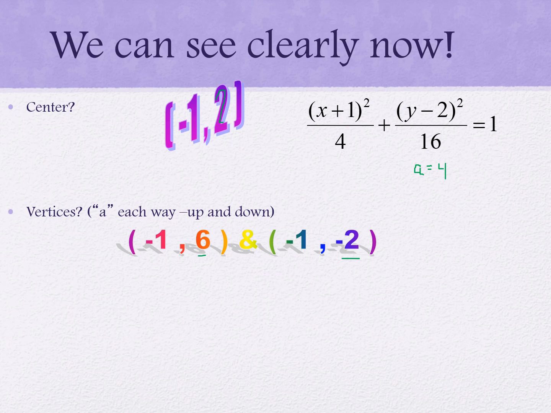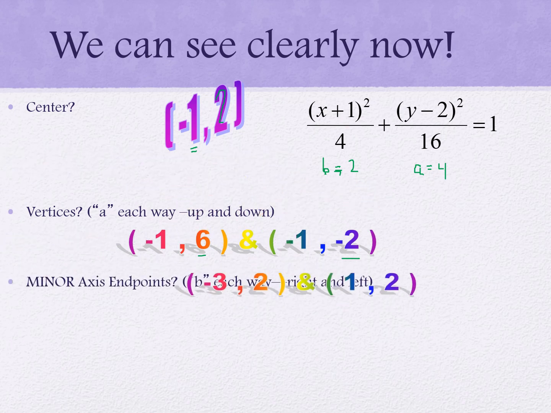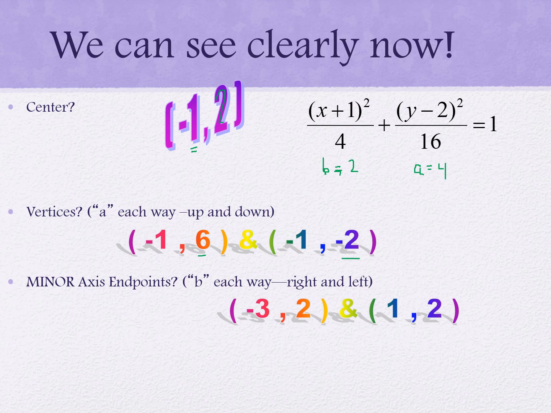On the other hand, if I wanted my co-vertices, I would do 2 each way because the b value would be 2. If my b is 2, which coordinate it's going to affect is the x-coordinate here. So it's negative 1 plus 2 and negative 1 minus 2 to get my minor axis endpoints or co-vertices. So when I have negative 1 minus 2, I get that negative 3. And when I have negative 1 plus 2, I get positive 1. And notice in this case, the y-coordinate stays the same for the endpoints of the minor axis.